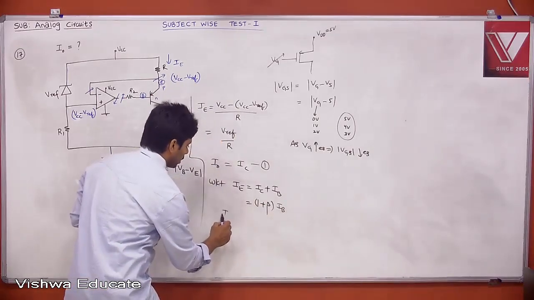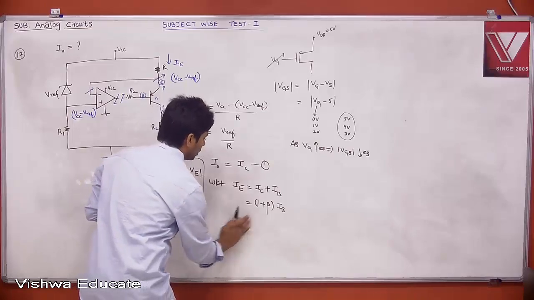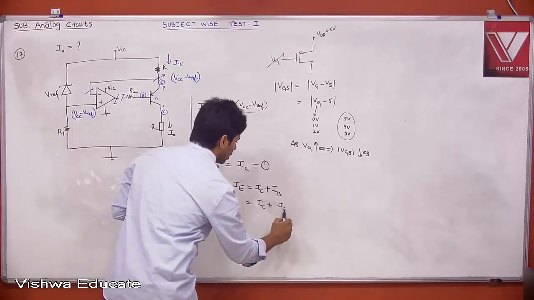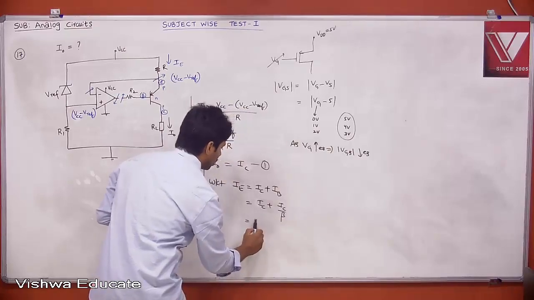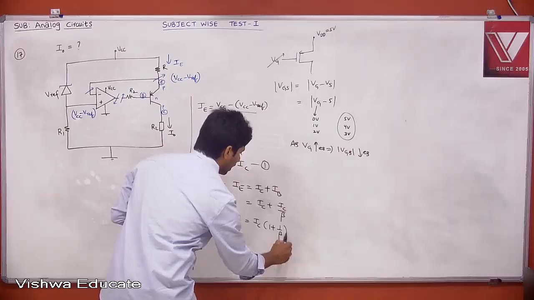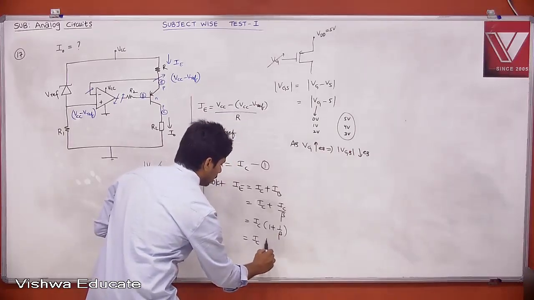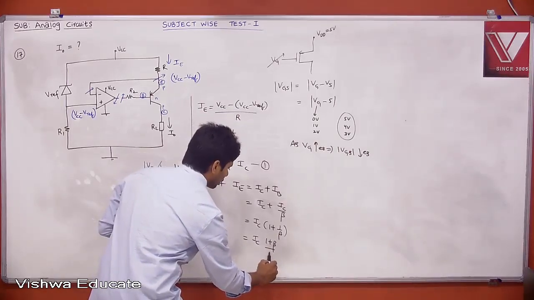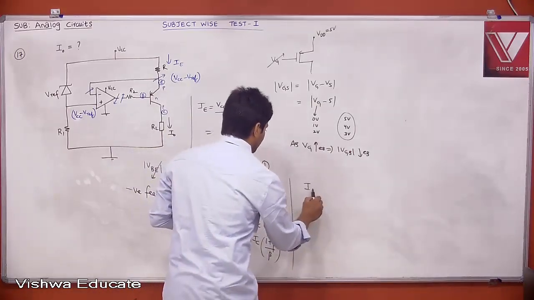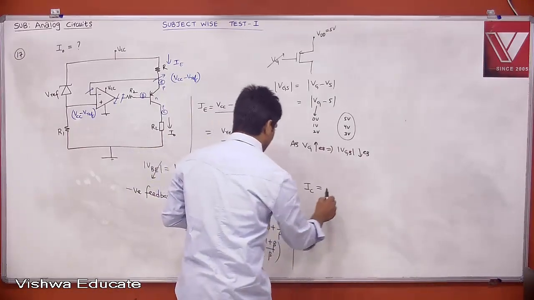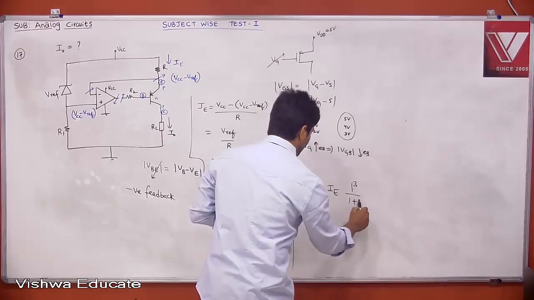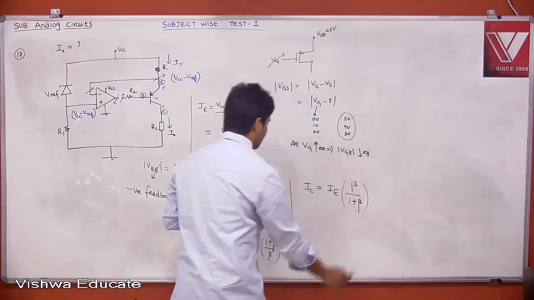Then what is it we want? In terms of IC, right? Therefore, IC plus IC by beta. If you take IC common, you will get 1 plus 1 by beta, which is nothing but IC into (1 plus beta) by beta. Then what is your IC? Your IC in terms of IE is nothing but IE into beta divided by 1 plus beta. This is what your IC is.